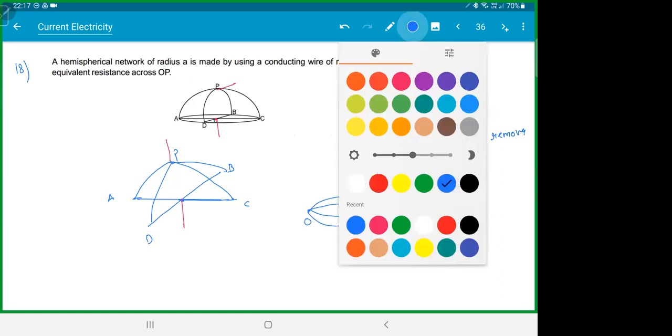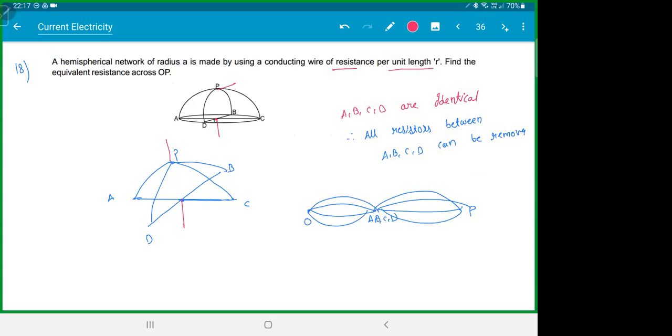And he said the resistance of each wire is R. So let this resistance be R1 and this resistance be R2. So this length is A. What is this length here? 1/4 of a circumference. This will be pi A by 2. And this is A. So R1 will be resistance small r into A. R2 will be resistance into pi A by 2.